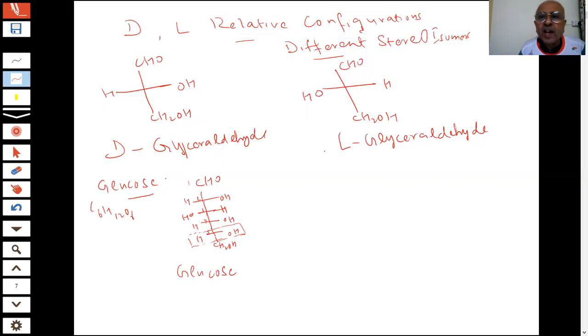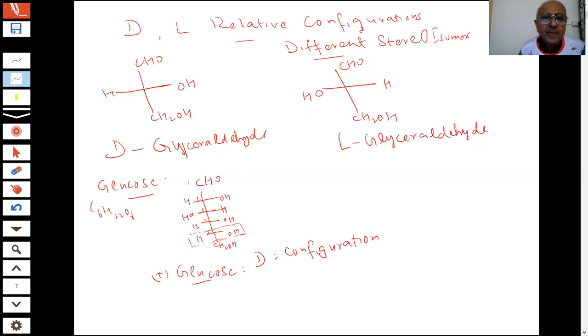Then it will be D or L. This is plus glucose. The plus glucose has got the OH group on the right hand side. Is it D configuration or L configuration? It is a D configuration.